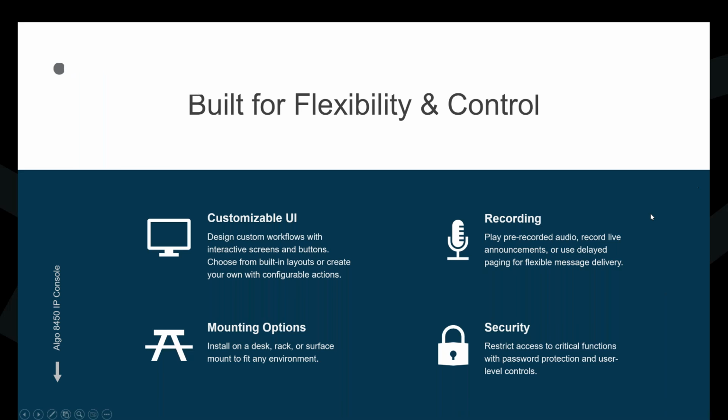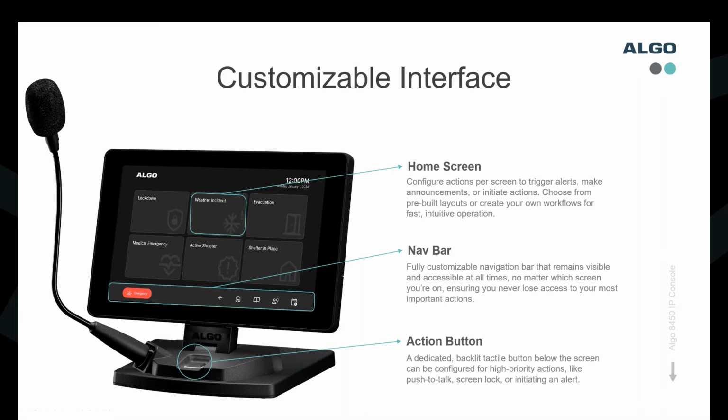And going into the next piece, when we look at this, just the interface, it is meant to be intuitive. It's made to be easy. We break it down by the home screen where you're going to add your action buttons. This is going to be things like your lockdown alerts, or it could be the zones you're paging to, the nav bar for your directories or other things like a delayed page or functions that you need. And then at the bottom is the action button.